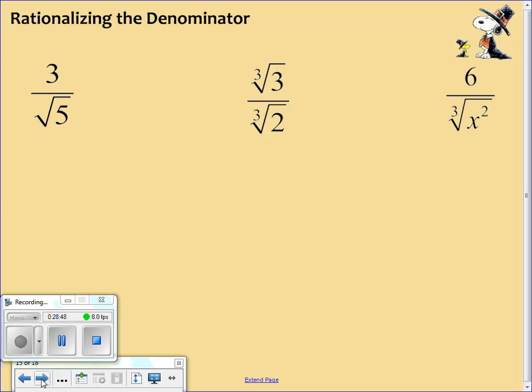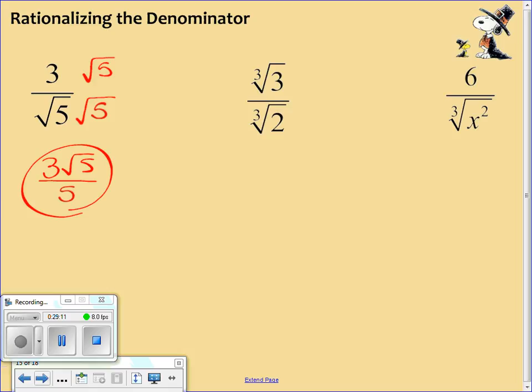So here, like this first one, we've done this before, right? We have a radical 5 down here. We can't leave the radical, so what would you do? Multiply top and bottom by radical 5. So we'd get 3 radical 5 over 5. We've done this. Now the issue comes on this very next problem.